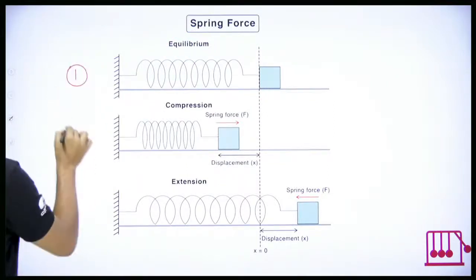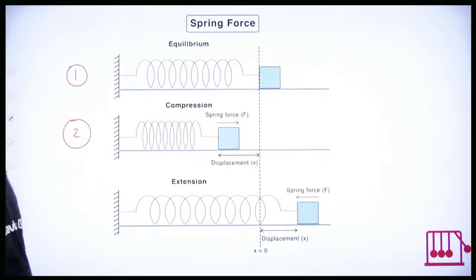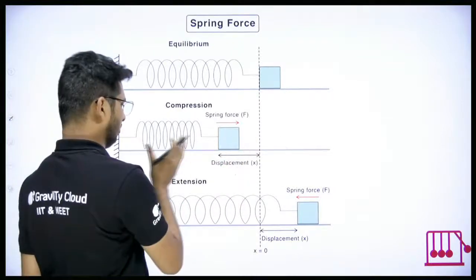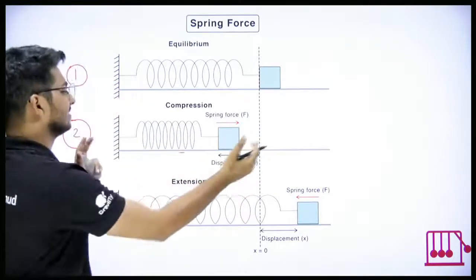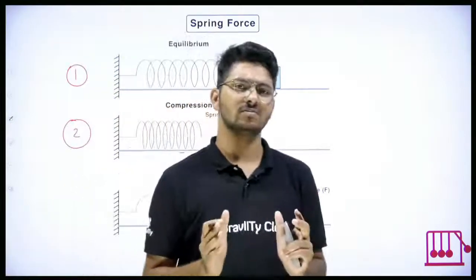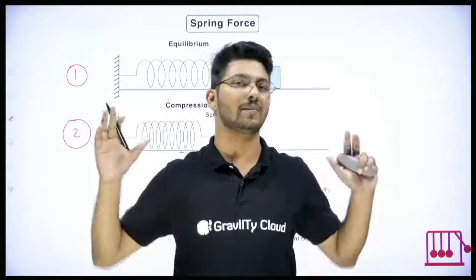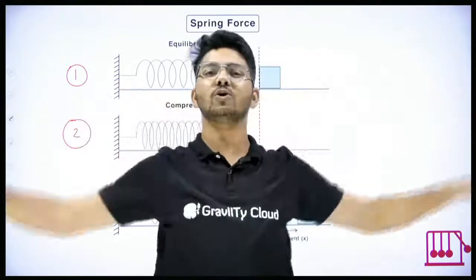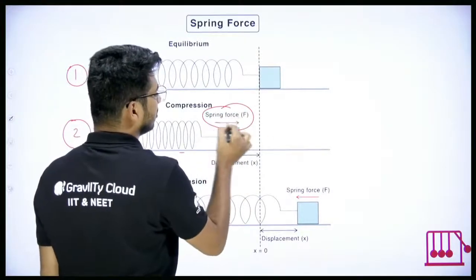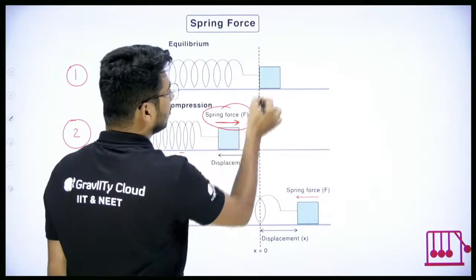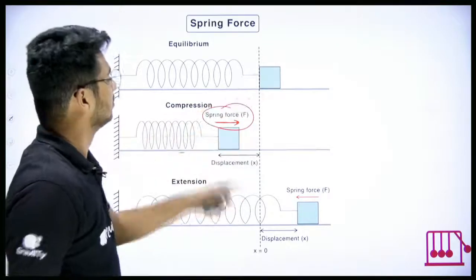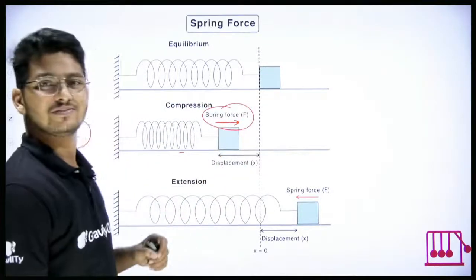But in the second case, the spring is compressed. The block has moved towards the fixed wall. Now when you compress the spring, how will the force be? When you compress it, the spring will try to push away. Yes or no? So here the spring force is towards the right. Towards the right means towards the equilibrium position. This is the equilibrium position. So this arrow is towards the equilibrium position.